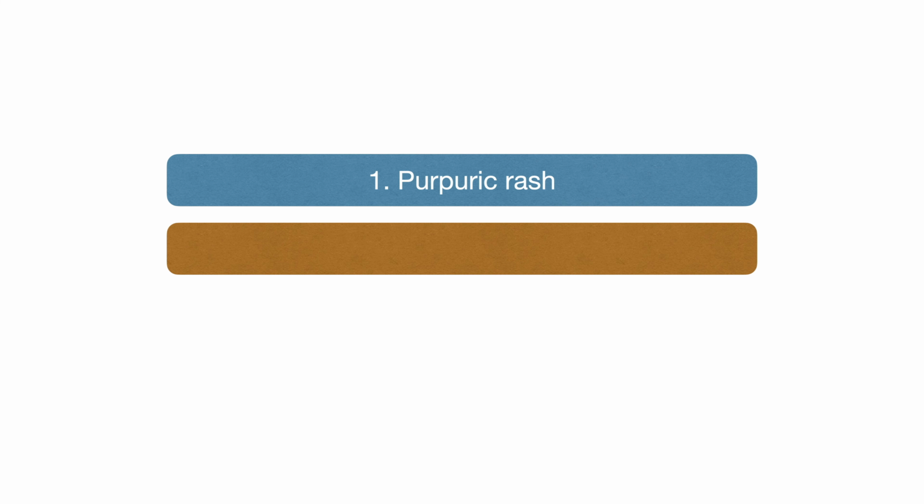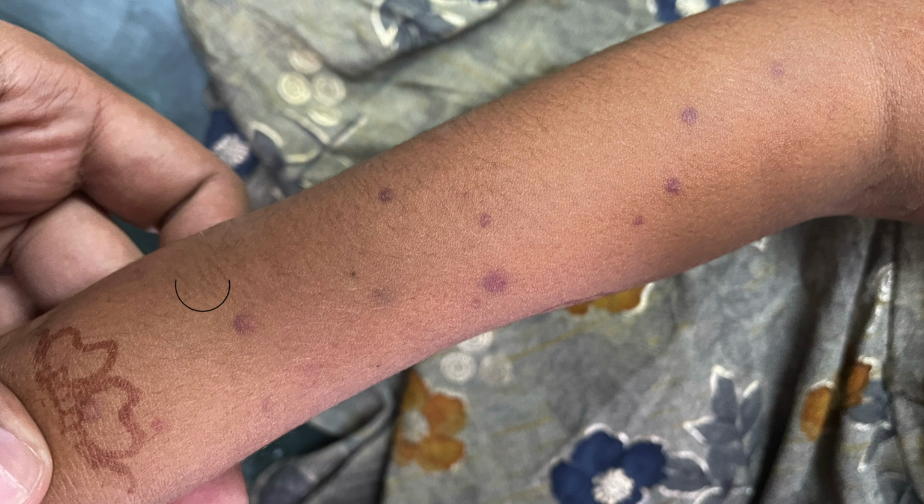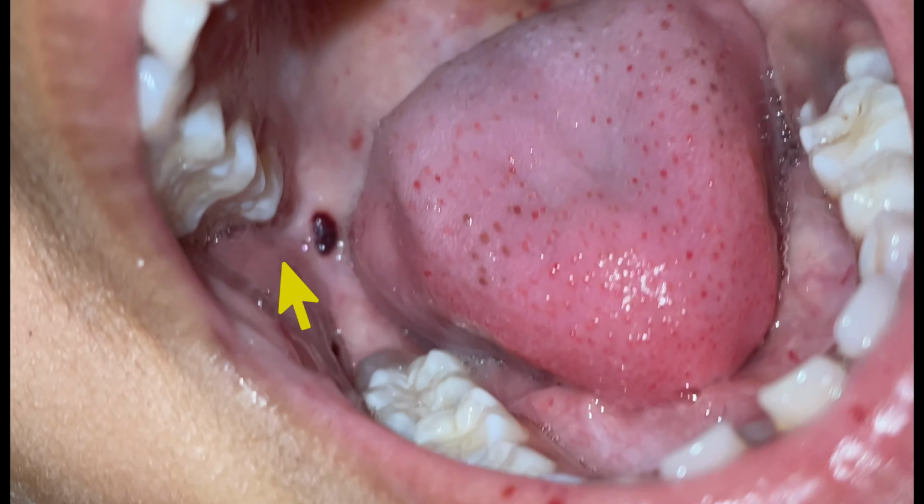There are mainly 2 clinical features, and they are: 1. Purpuric rash in the body. 2. Gum bleeding. These are purpuric rashes on skin. This is gum bleeding seen in ITP.